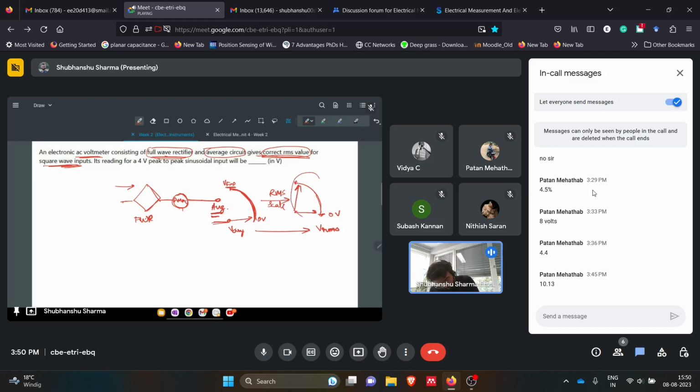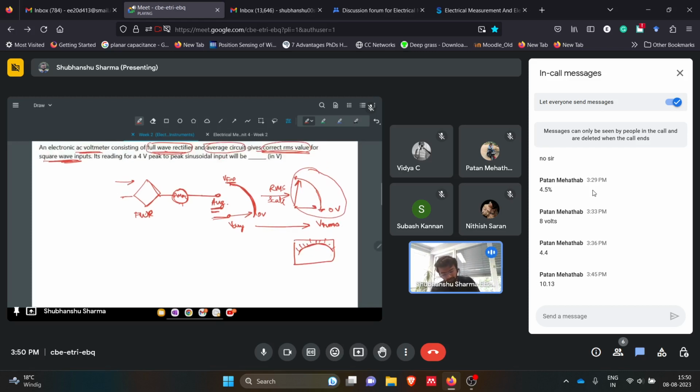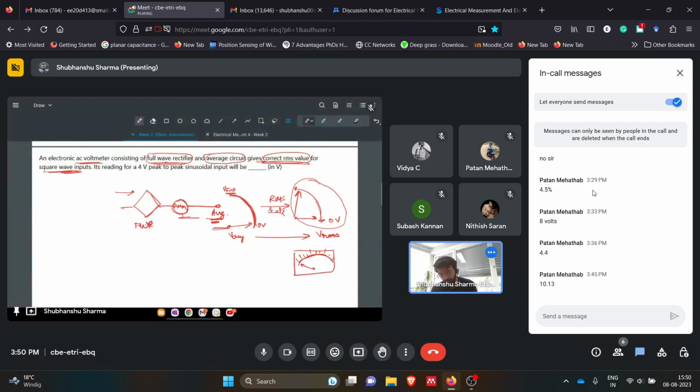So if you see a meter in your lab that has a scale like this, and it is calibrated into its RMS value, that means initially it was calculating the average, and finally the signal is being output as the RMS value of that signal. This is what we call calibration. So calibrated into the RMS scale means whatever average we got, we have converted that into the RMS value of that signal.